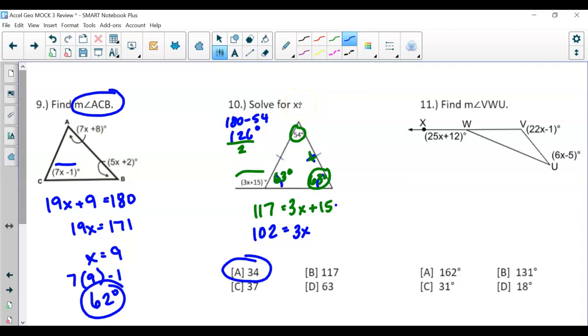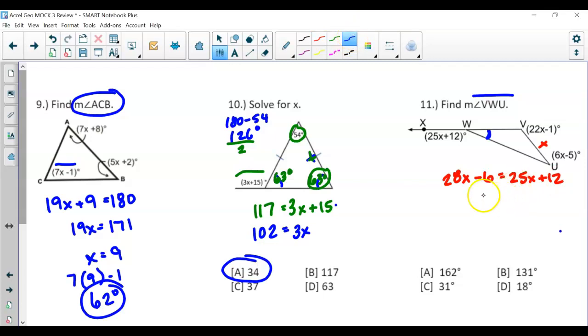So now here in number 11, notice we are solving for an angle measure, VWU. So in the end, we're solving for this angle here. Keep that in mind. Now, we're given the exterior and we are given the two interior angles opposite. So again, these two angles add together to equal the exterior angle. So 28x minus 6 is equal to 25x plus 12. And so now here we can go through and just start solving.